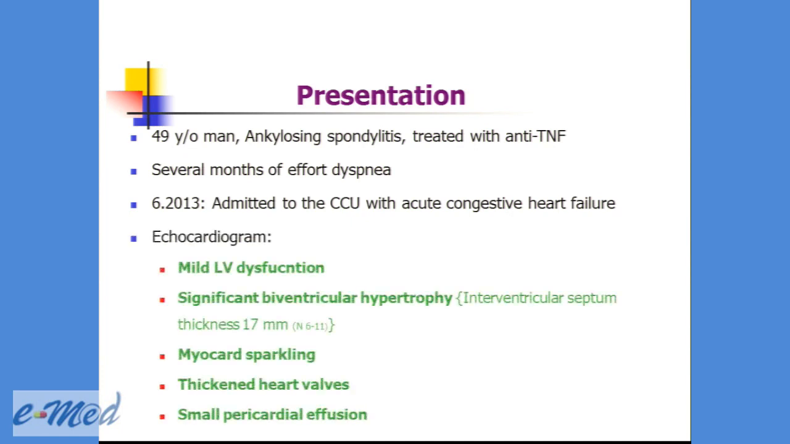On his echocardiogram, he had a very typical amyloid heart with a mild RV dysfunction, also a diastolic dysfunction, with a significant biventricular hypertrophy. We can see that his IVS was 17 millimeters. He had myocardial sparkling, thickened heart valves, and small pericardial effusion that are all typical of amyloidosis.